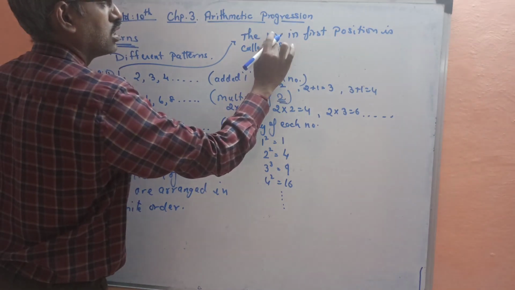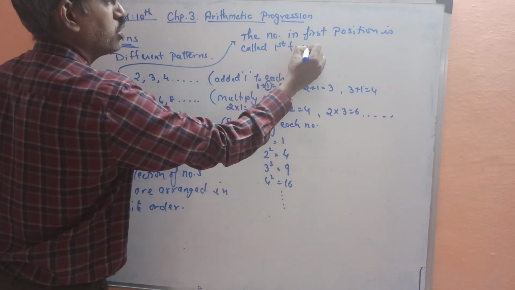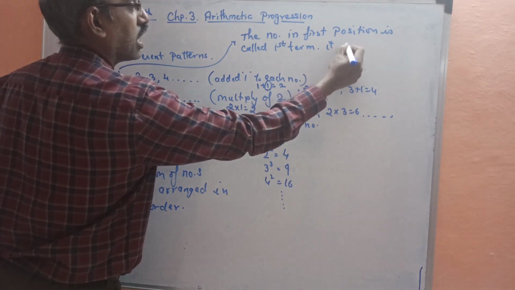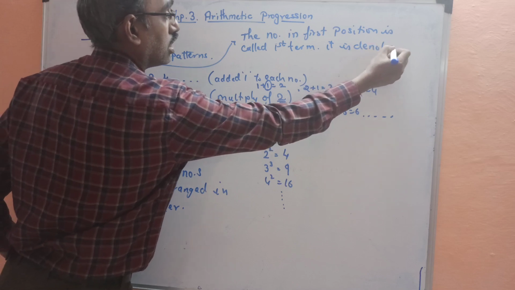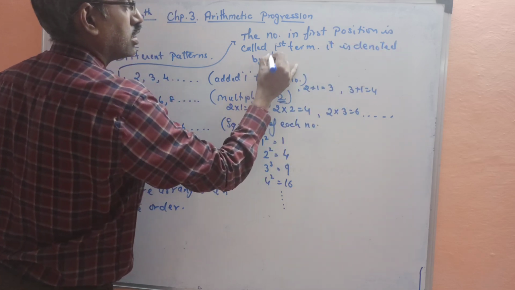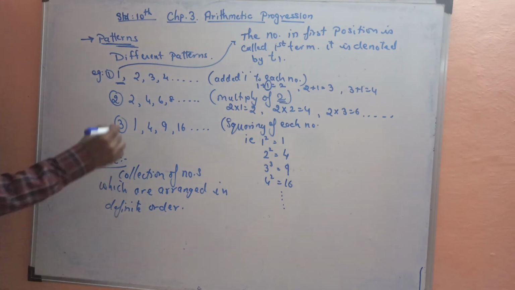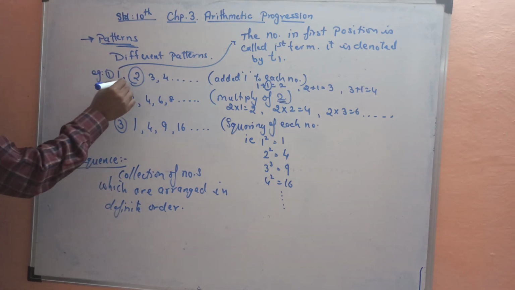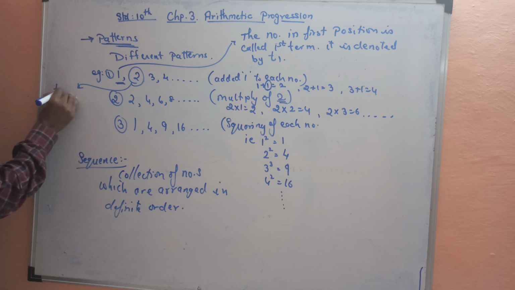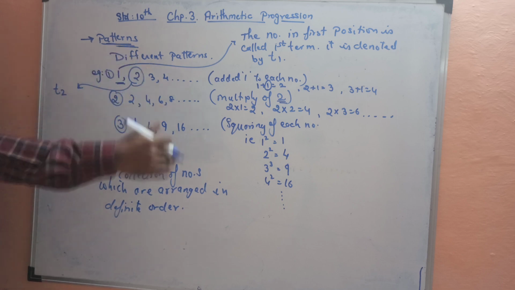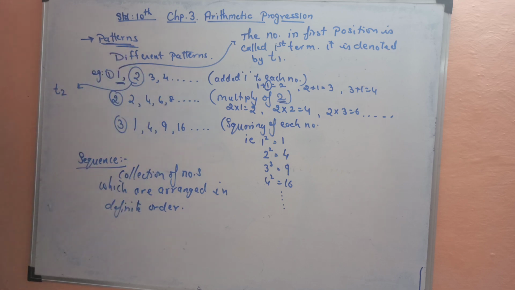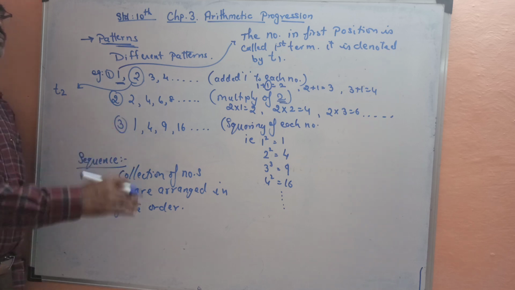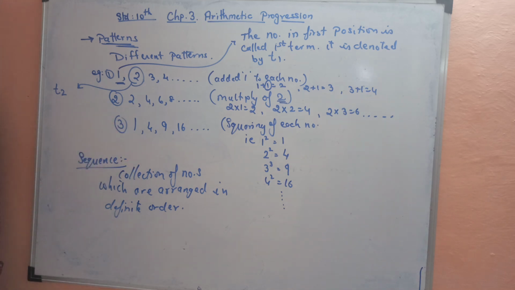the first term. Or you can say it is denoted by T1. The second number can be denoted by T2 because it is the second number. Third can be called T3 and so on. So these are the terms we are identifying. Okay, got it? I think you have understood this. And if you have understood this, we can continue with the first exercise.